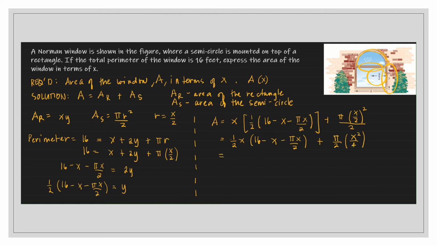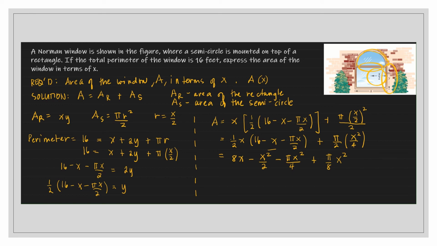So we distribute 1/2 x to every term in this expression. So we have 1/2 x times 16 gives us 8x, minus 1/2 x times negative x is negative x squared over 2. Negative 1/2 x times negative pi x over 2 is negative pi x squared over 4, plus pi over 8 x squared.